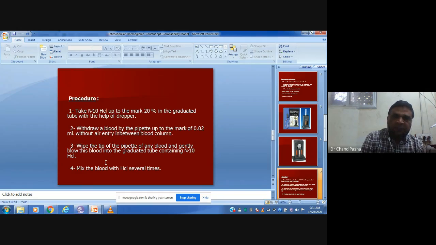Then you allow it to stand for some time. Acid reacts on hemoglobin, and hemoglobin is converted into hematin. Then mix it with a glass rod. You are supposed to take a glass rod and mix it vigorously so that the cells are broken down. Hemoglobin is converted into hematin, and you will get a brown color.